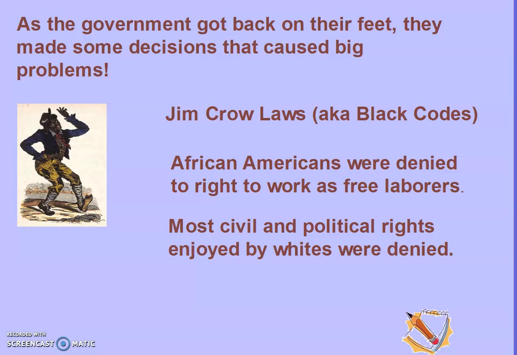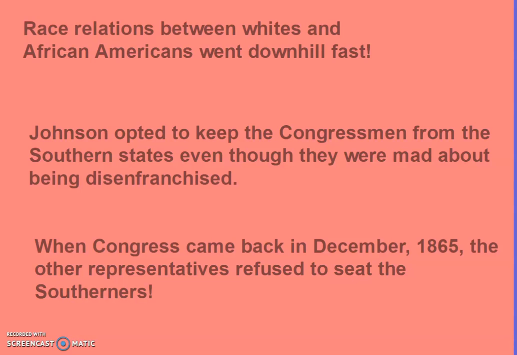Jim Crow laws, also known as the Black Codes. African Americans were denied the right to work as free laborers. Most civil and political rights enjoyed by whites were denied to blacks. Race relations between whites and African Americans went downhill fast. Johnson opted to keep the congressmen from the Southern states even though they were mad about being disenfranchised. So when Congress came back in December 1865, the other representatives refused to seat the Southerners.